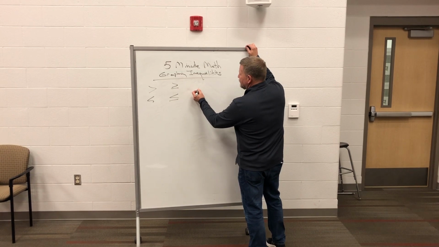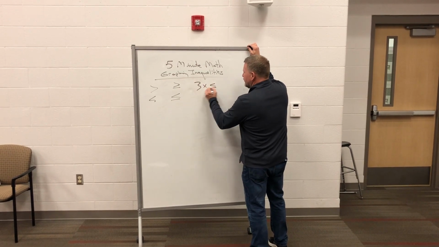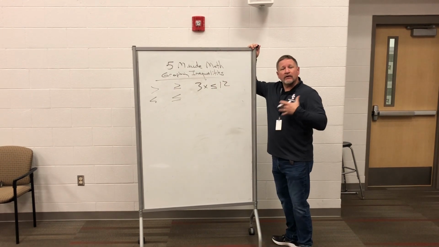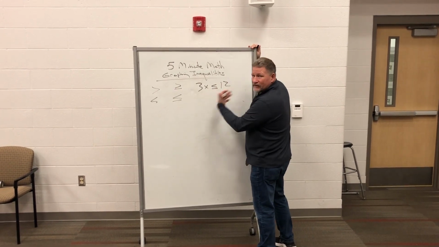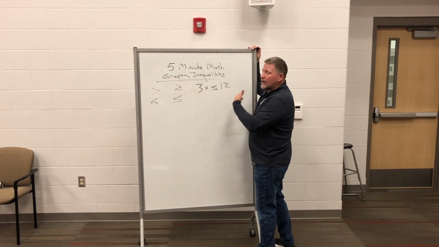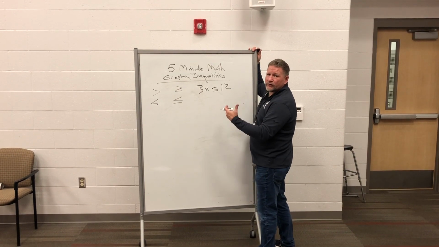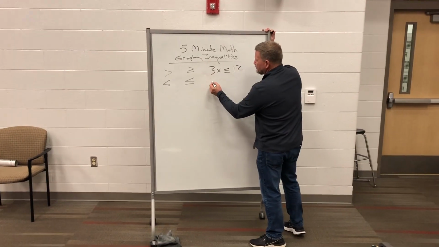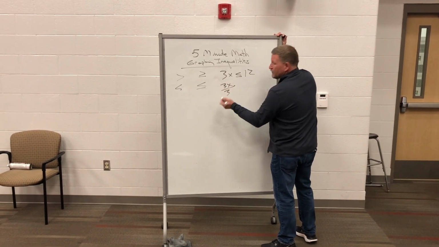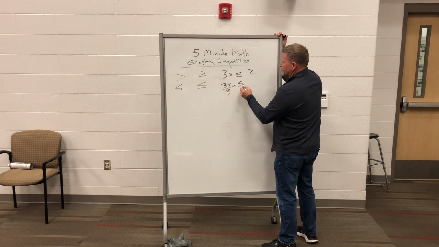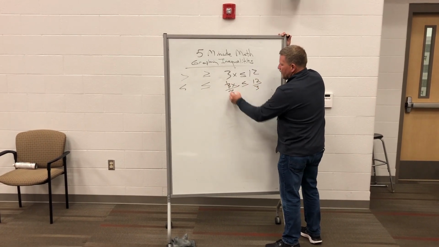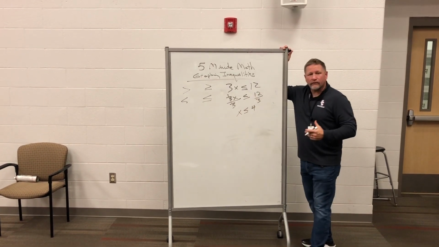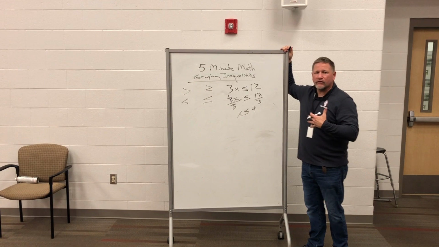Let's say we have 3x less than or equal to 12. Remember, when we were solving this, we treated it exactly the way we would an equation. The one occurrence where we don't is if we're dividing by a negative. Here, everything's positive, so I'm going to divide both sides by positive 3. I get x is less than or equal to 12 divided by 3, which is 4. Again, that pairs up nicely with what we just did.